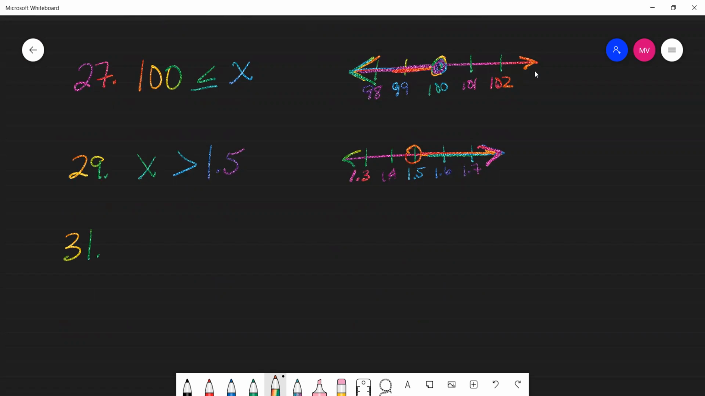Okay, so 31 is x is not greater than 0. So just like I did in the additional problems earlier, I would turn that negated inequality into sort of what I call a positive inequality, so it doesn't get too confusing. And I would change that to x is less than or equal to 0.